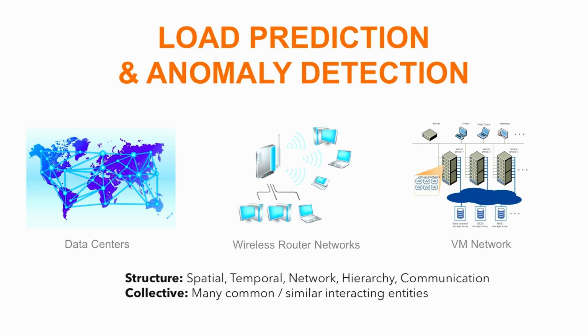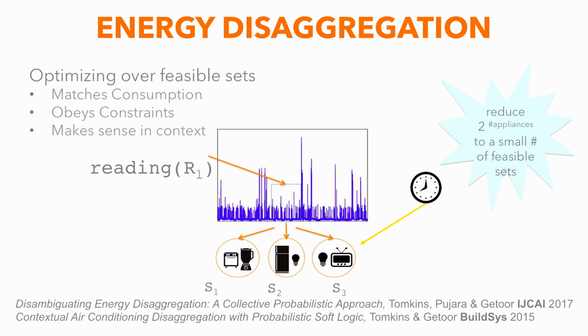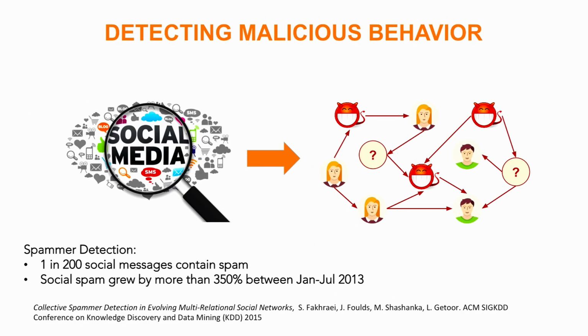additional structure. We've also done some work on visitor stitching. This is a problem of entity resolution. You're trying to figure out, okay, you have this person on the phone, and this person on a laptop. Are they the same person? The systems data that you get for that, how can you make use of it? How can you exploit the structure? We also have a poster this evening; Johnny Chang will be presenting. And we've also done work on energy disaggregation, which isn't directly a SysML concept, and detecting malicious behavior.